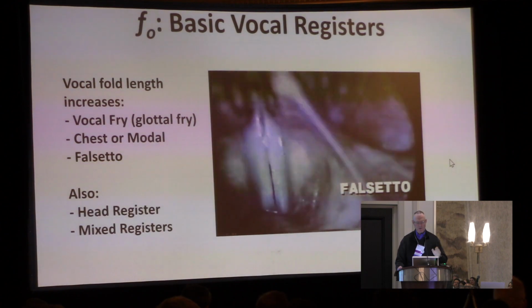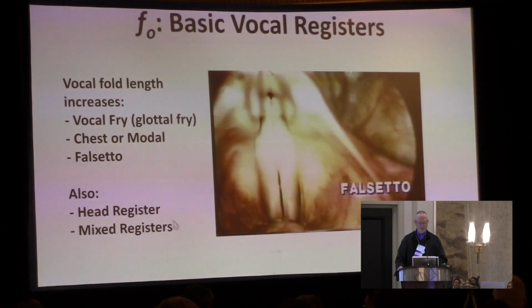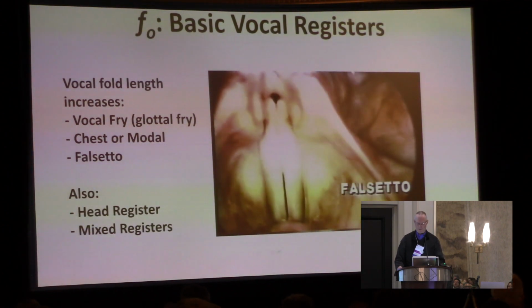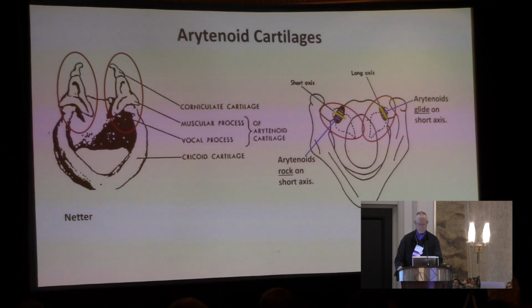Okay, so basic registers, and I don't have any other illustrations, because this is just basics. All right. So, adduction is another primary variable which one must never forget, especially when dealing with registration. If you're going to go from some sort of middle register to an upper register, and if you want to sing with beautiful mixed and all that, you better take adduction into consideration. Not just what's the vocalis doing, what's the CP doing, and what's the subglottal pressure. Adduction is critical, so let's talk about it.